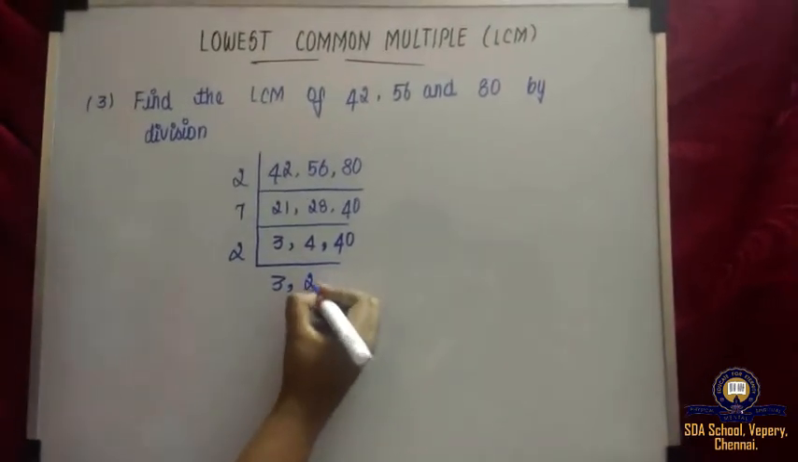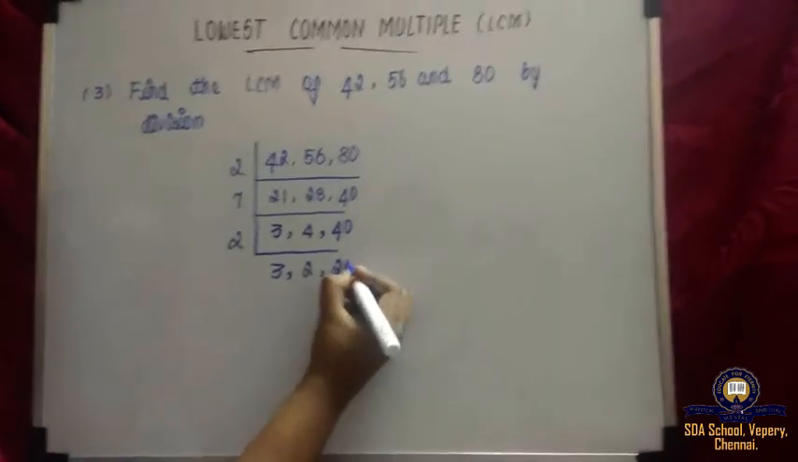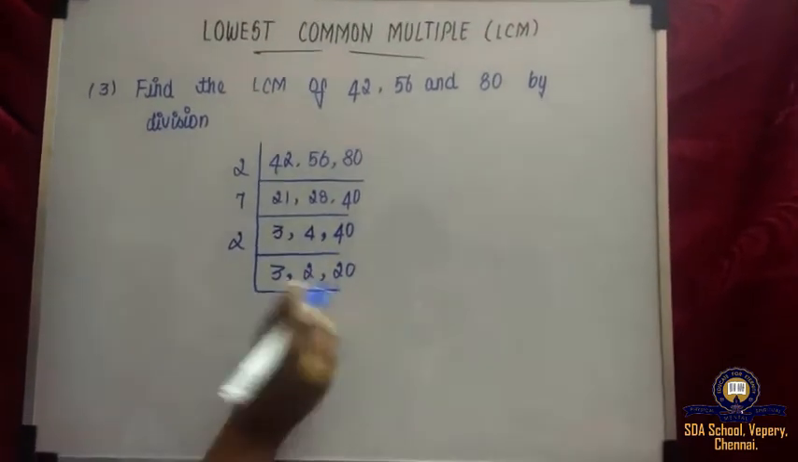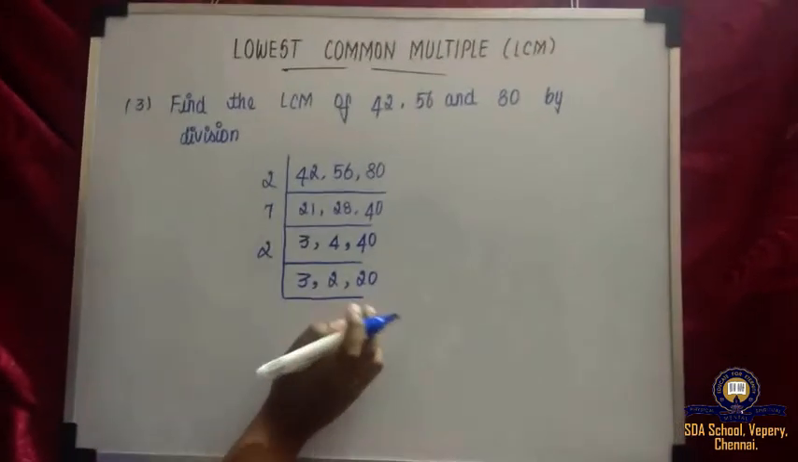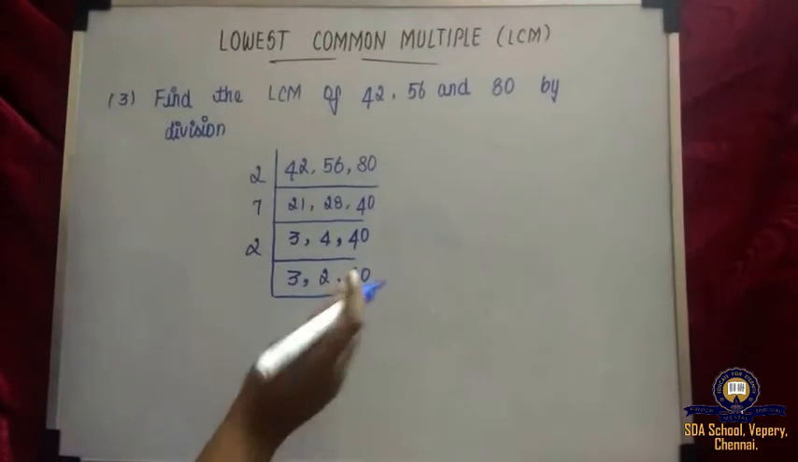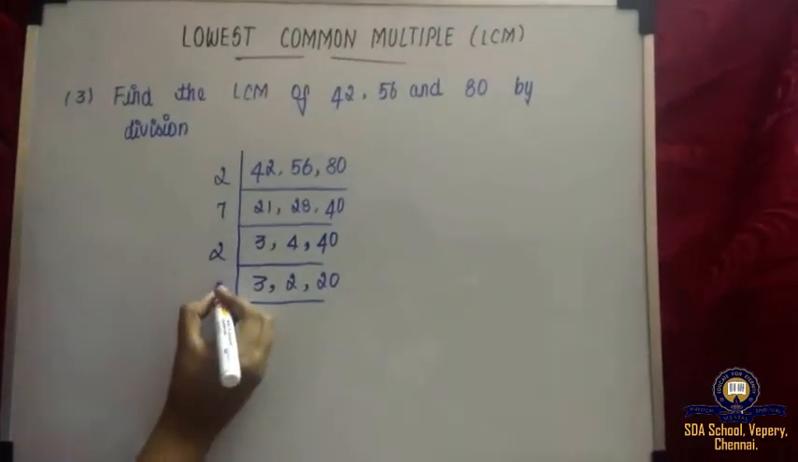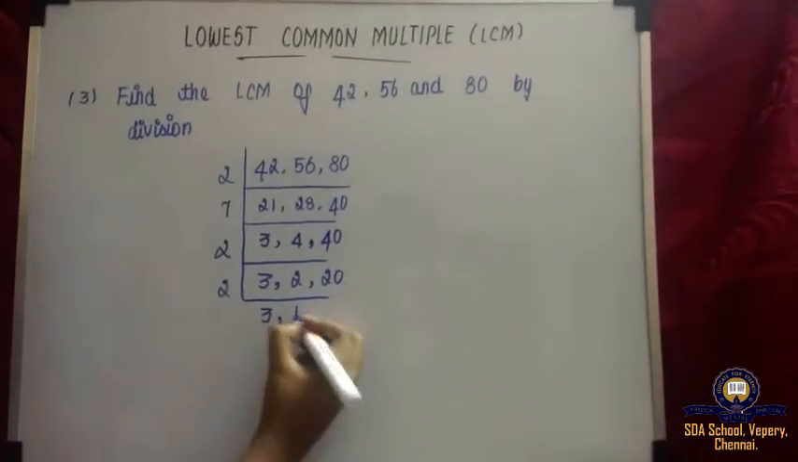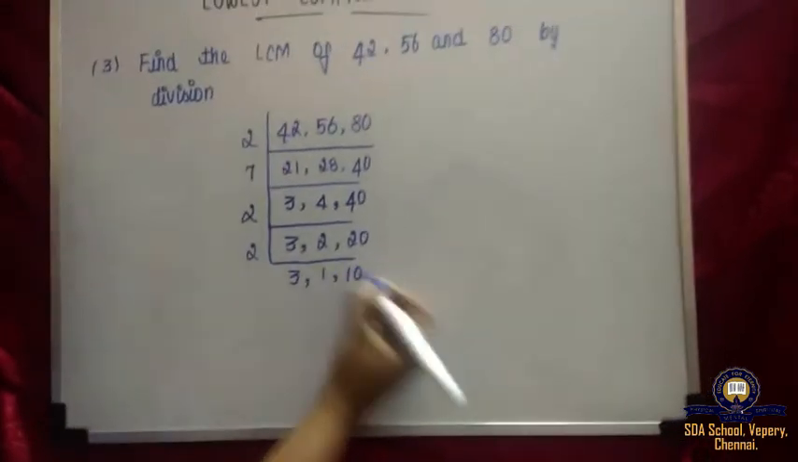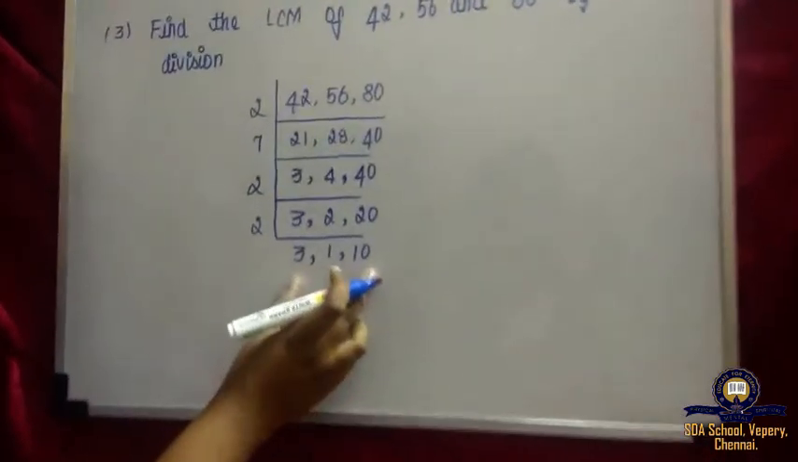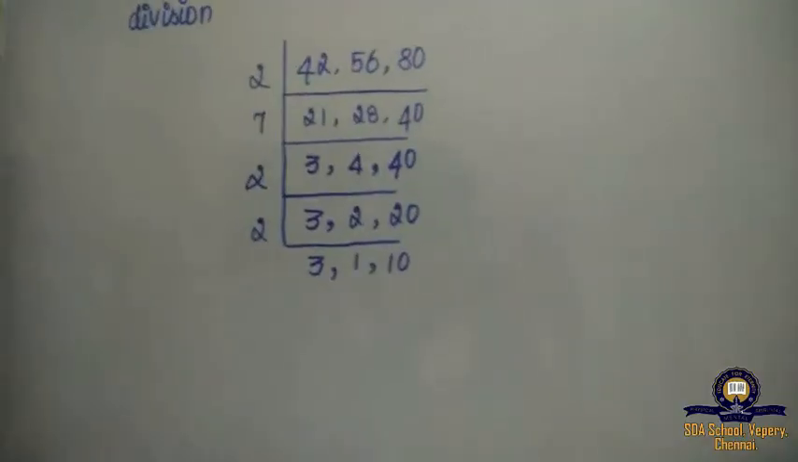2 2s are 4, 2 20s are 40. Again, when you look at the three numbers, 3, 2, 20, they do not have a common factor. So consider 2 and 20, they have a common factor 2. Bring this 3 down as it is. 2 1s are 2, 2 10s are 20. So when you look at 3, 1 and 10, they do not have a common factor. So we have to stop at this step.